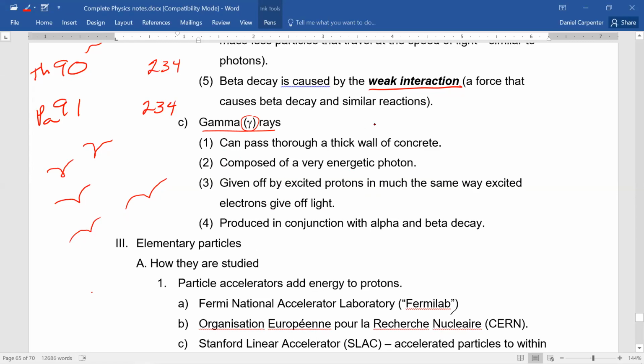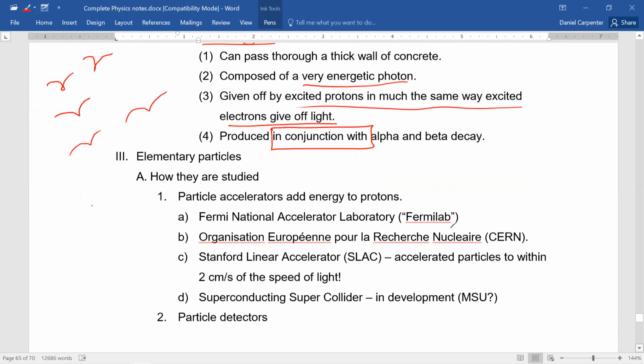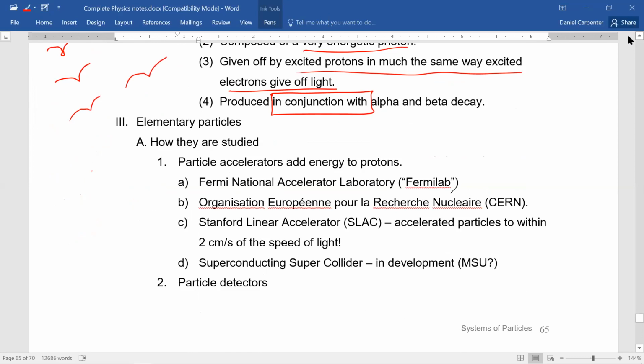Now, gamma rays are not particles. They're not helium nuclei. They are not electrons. They are electromagnetic waves. They're very energetic. They can pass through a thick wall of concrete. They're composed of very energetic photons given off by excited protons in much the same way excited electrons give off light. And they are a byproduct produced in conjunction with alpha and beta decay. They're the ones we're the most worried about in many ways.